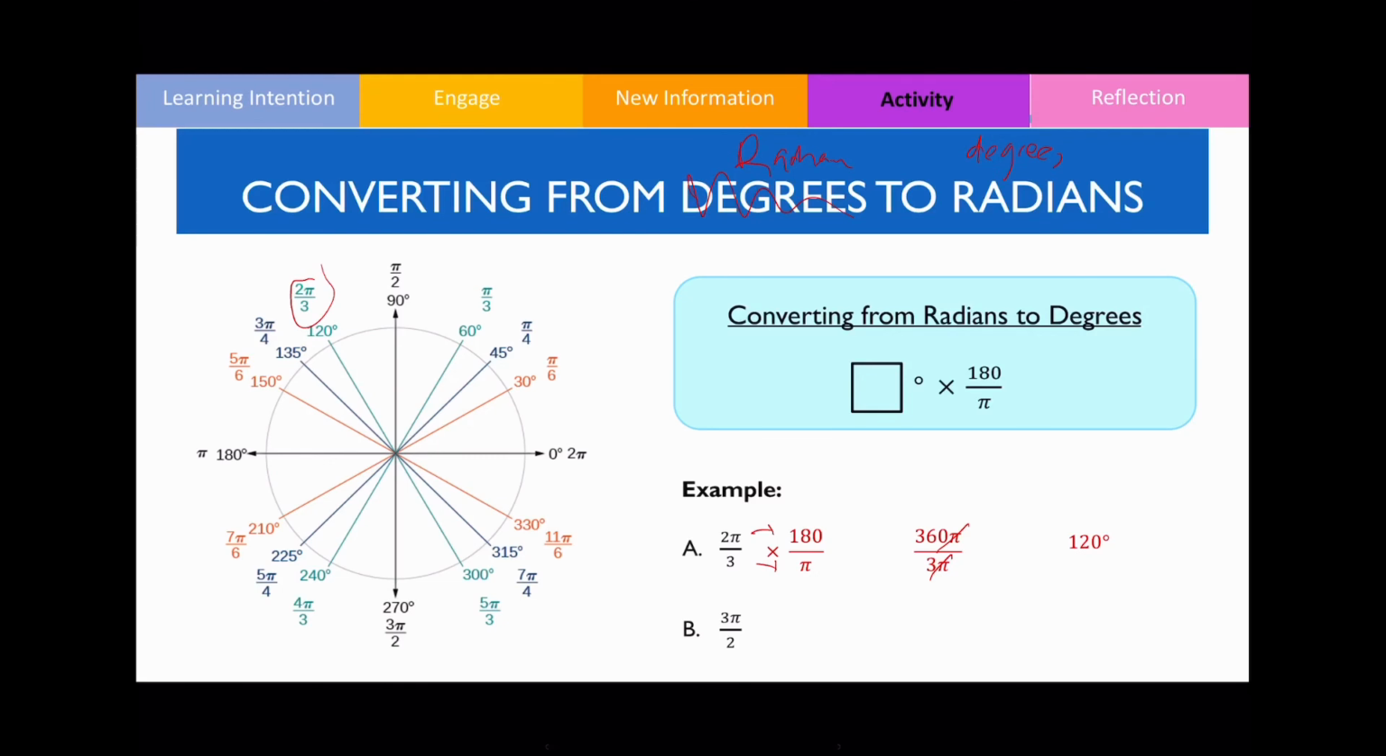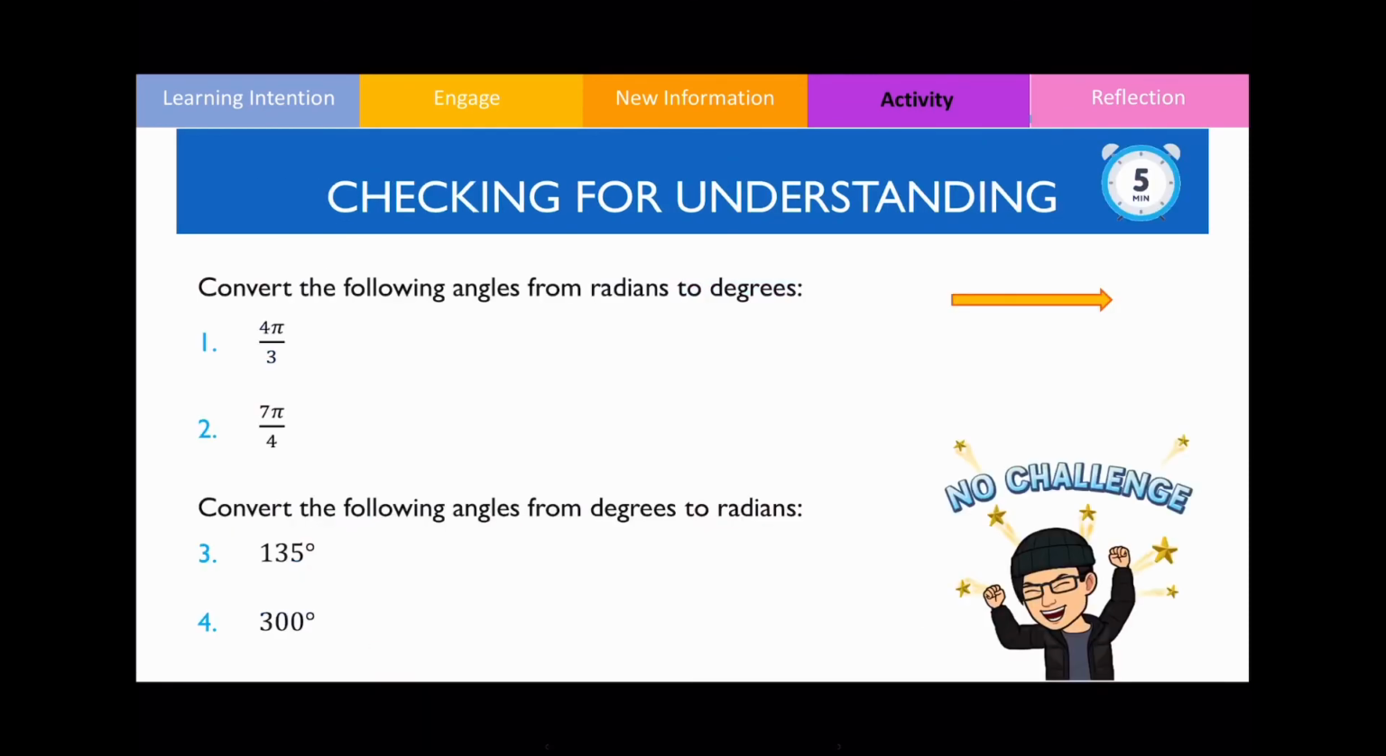To convert 3 pi over 2 into degrees, you again multiply that by 180 over pi. So 3 times 180 is equal to 540, and 2 times pi is 2 pi, and therefore the pi's cancel each other out. What is half of 540? That's equal to 270. And we can clearly see that's the answer as well. I want you to now have a go at answering these questions. Give yourself 5 minutes and then we'll compare our answers together.